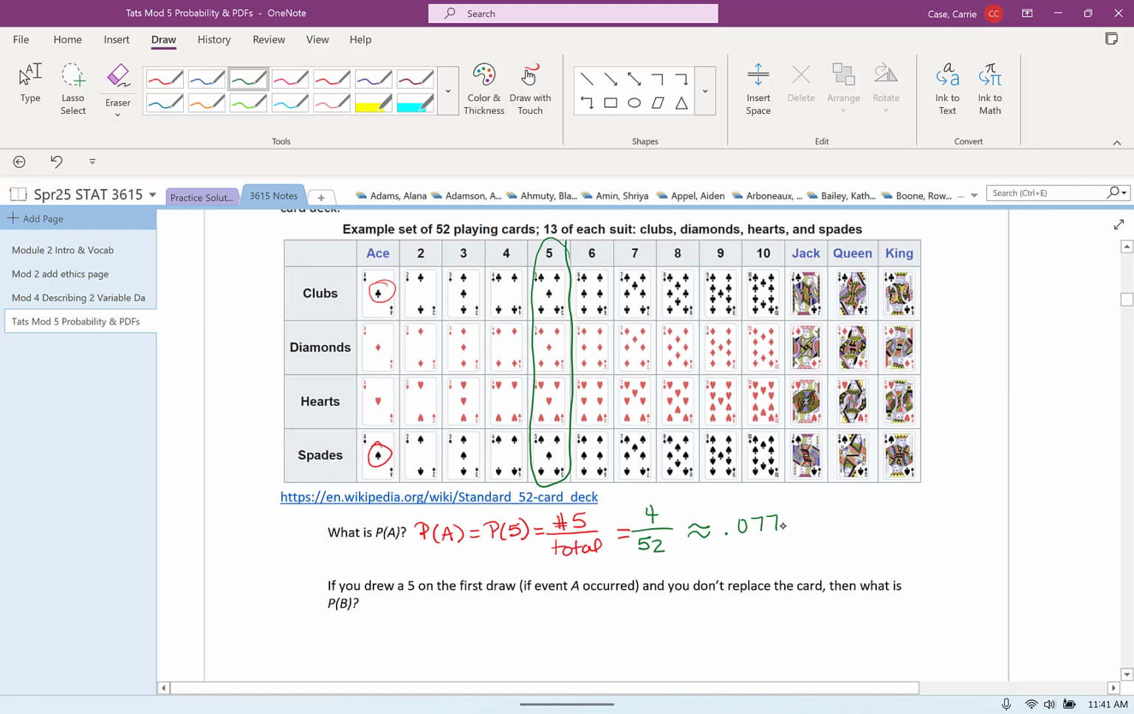By the way, 4 out of 52 is 1/13th, but we do not reduce our fractions when we're doing probability because this denominator actually has meaning. It tells us how many items are in our sample.